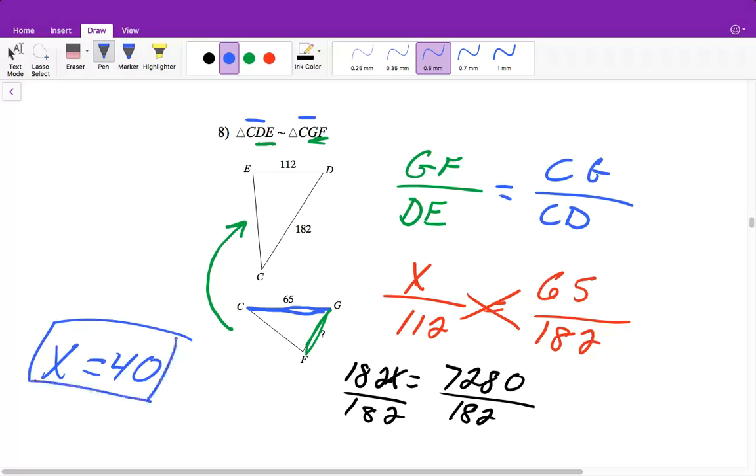All right, there are no units, so you don't have to write any units with this. All right, that is your final answer. Let's move on to the next question.